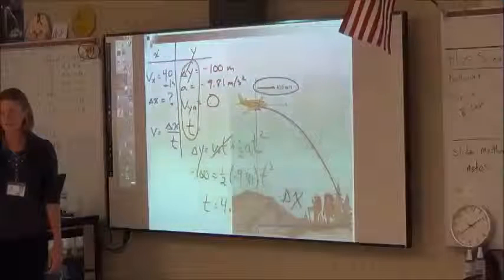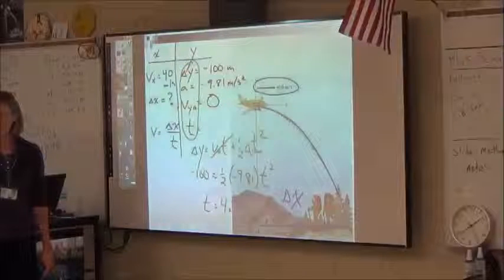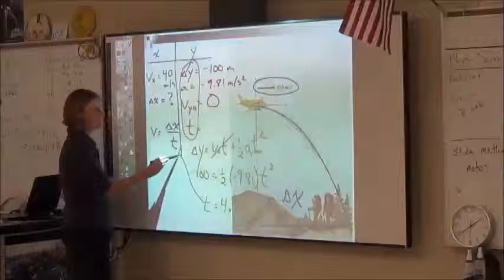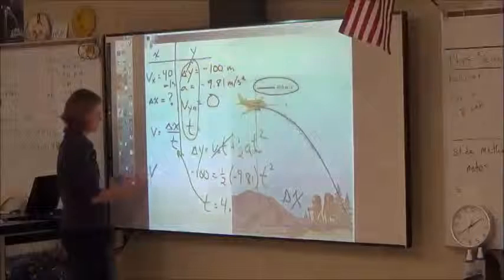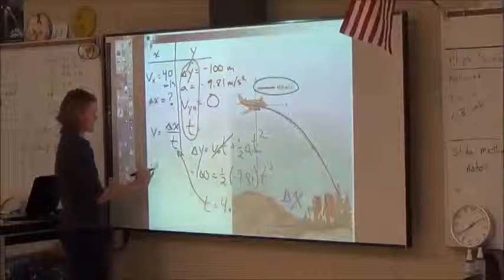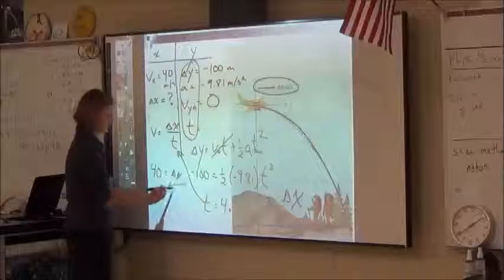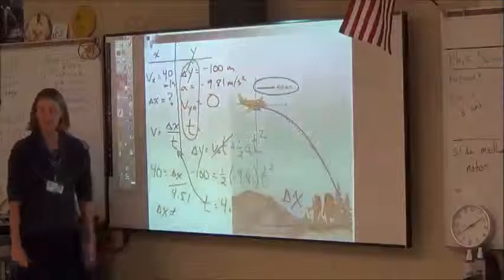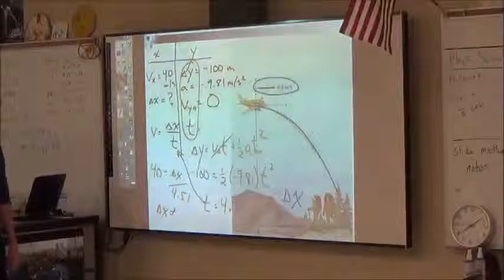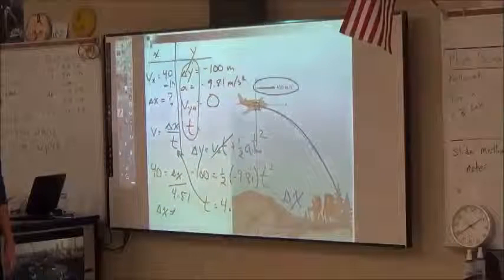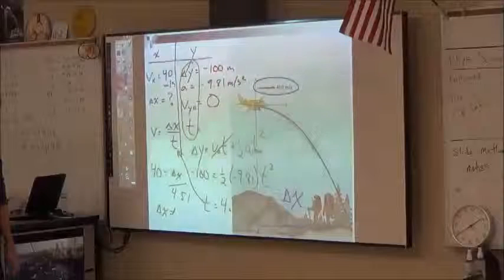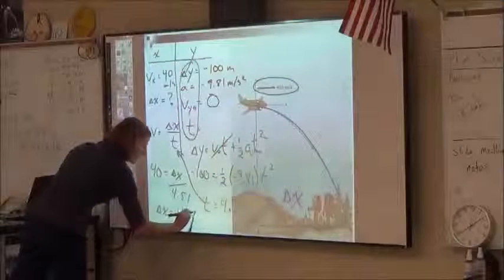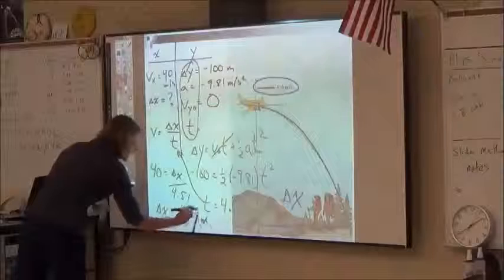Okay, I need a third party. Going 4.51. Okay. So take that answer and apply it to your x direction. I got my 40 equals x over 4.51. What? 20. Okay. Don't pack up just yet.